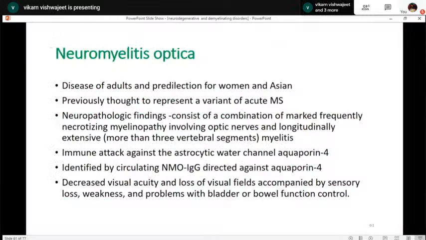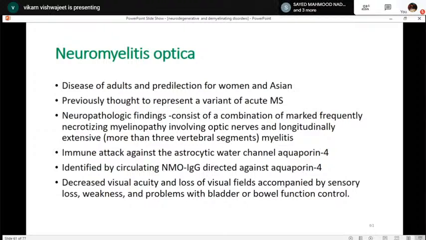So coming to the next group of demyelinating disorders, neuromyelitis optica. Initially, because of its demyelinative appearance and occasional areas of hemispheric myelin damage, it was considered a form of multiple sclerosis. But recent work has demonstrated that the immune attack in these cases is not directed against myelin or the oligodendroglial component, but rather it is directed against the aquaporin 4 water channel.